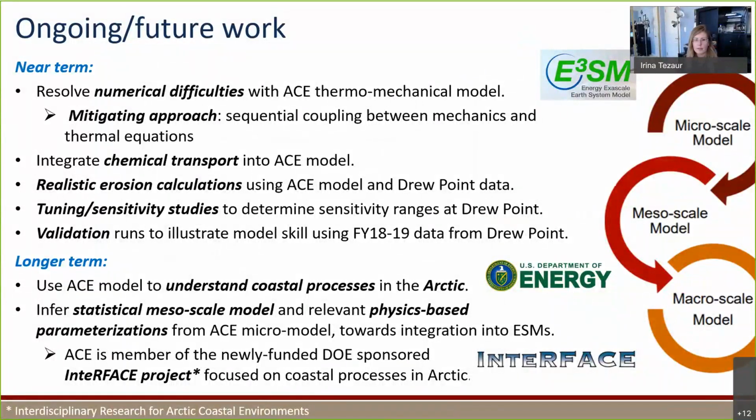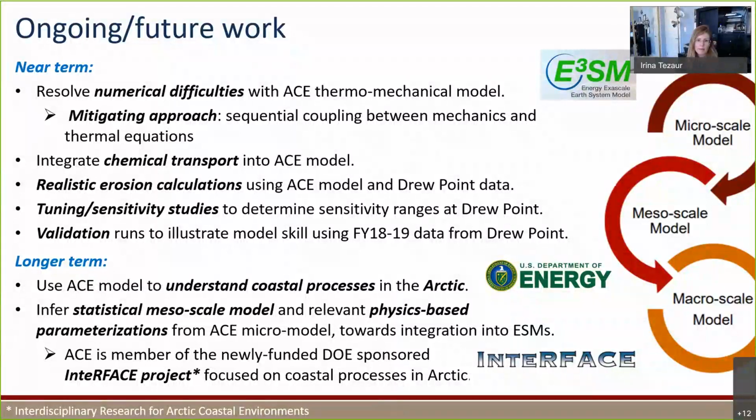Once we're able to run the model longer, we plan to look at things like integrating chemical transport into the model, realistic erosion calculations using the model, as well as doing some tuning, sensitivity, and validation runs. And longer term, the goal is to use the ACE model to understand coastal processes in the Arctic and to upscale the model into a meso and a macro scale model that would allow you to simulate larger regions and be amenable for integration into the E3SM.